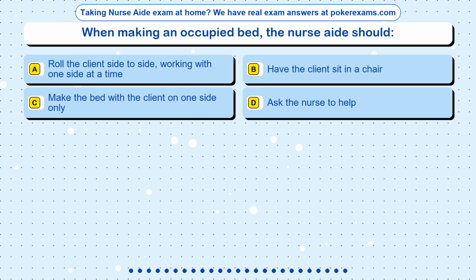Question 19. When making an occupied bed, the nurse aide should: Option A, roll the client side to side, working with one side at a time. Option B, have the client sit in a chair. Option C, make the bed with the client on one side only. Option D, ask the nurse to help.